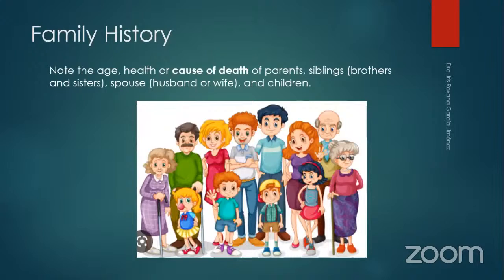About the family history, you must consider this. The age, health, or cause of death of parents, siblings, brothers and sisters, spouse, husband or wife, and children. We don't take into account aunts, cousins, nephews. At this point, they are not the most important ones, just the first-grade relatives. Okay.